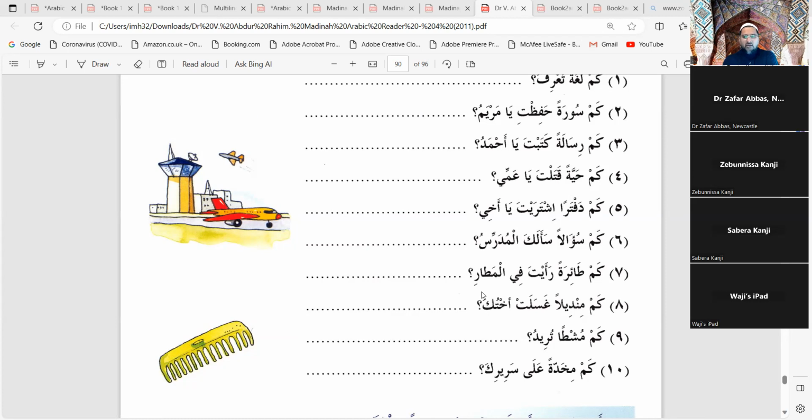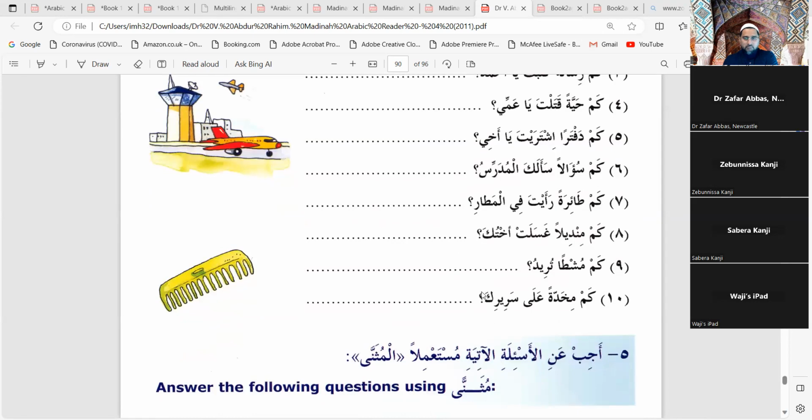Continue. Finish off. It's fine. Okay. Kam daftaran ishtaraita ya akhi? How many notebooks did you buy, oh brother? Ishtaraitu daftaraini. I bought 2 notebooks. Kam su'alan sa'alakal mudarrisu? How many questions did the teacher ask? Sa'alani al-mudarrisu su'alaini. Correct, because it's the maf'ul bihi, the object of what the teacher asked. Correct. Su'alaini.